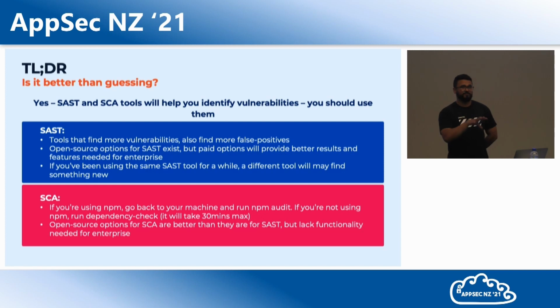Open source options for SCA, in my opinion, are better at the moment than they are for SAST, largely because of the great work OWASP has been doing. But again, they lack those things that you need at that very big enterprise level. So if you're one of the very big major companies in New Zealand, you probably do need to pay for this sort of stuff.